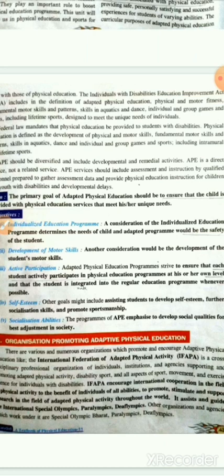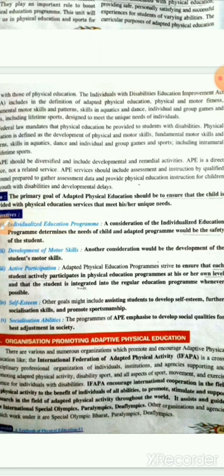Objectives of adaptive physical education: it helps to motivate the disabled persons, develop confidence in them, helps the disabled persons to participate, and develop socialization ability, social quality, etc. These are the objectives of adaptive physical education.